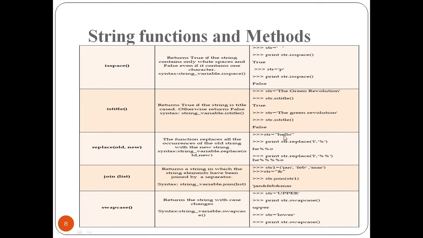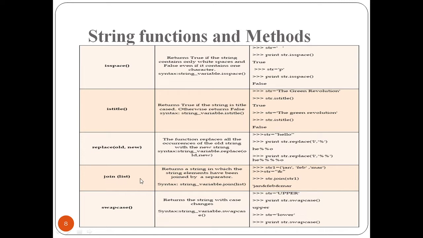So here hello is my source string. Say str replace L to percentile. So wherever it finds the L in the source string, that particular L character will be replaced with the percentile. Now my output will be HE percentile O. And in the next example, str replace L to double percentile. I will get HE double percentile double percentile O, because L is available 2 times in our source string. So this is what happens with the replace.